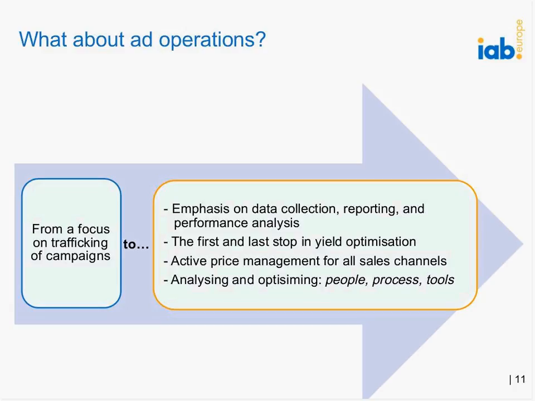It makes an ad operations team the first and last stop in yield optimization, and thus brings the back office, frankly, closer to the revenue than ever before. Next, it places squarely within operations a responsibility for active price management for all sales channels. And there, I'm not talking negotiated rates or even rate card floors, but instead the price fences and the optimization across sales channels when you do have multiple revenue inputs competing for the same core inventory asset.